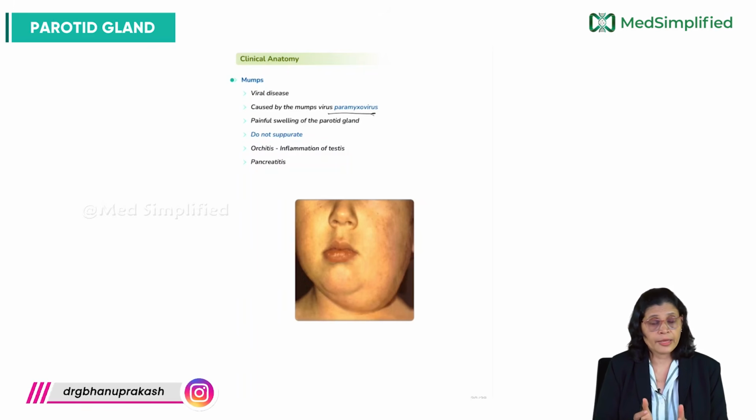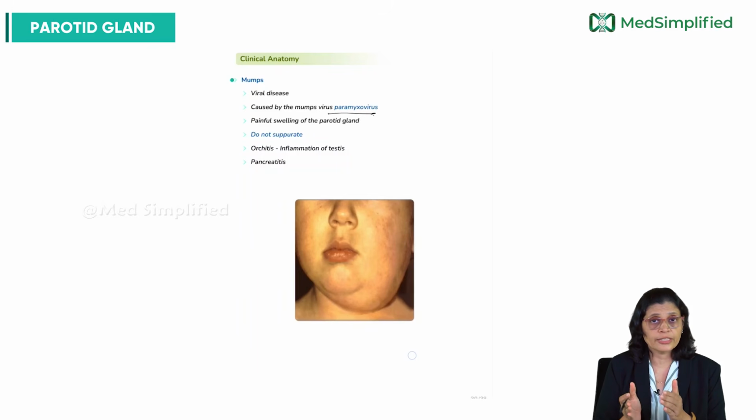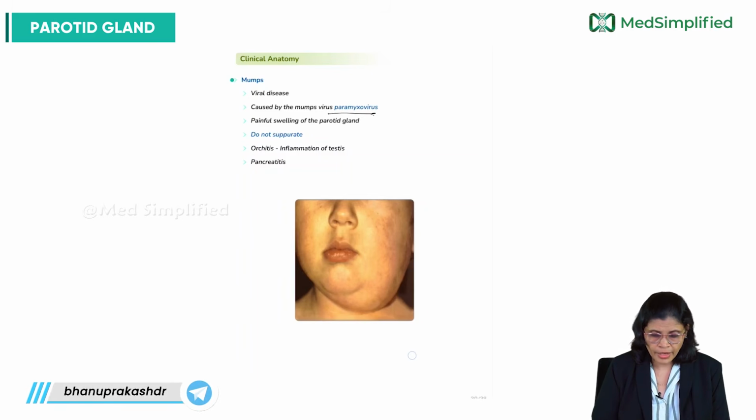And sometimes in adults, usually we see it below the age of 15 years, and if we see it in adults, it is usually associated with epididymo-orchitis as well as oophoritis, okay, and pancreatitis. Oophoritis in females, epididymo-orchitis in males, along with pancreatitis is seen with this condition.